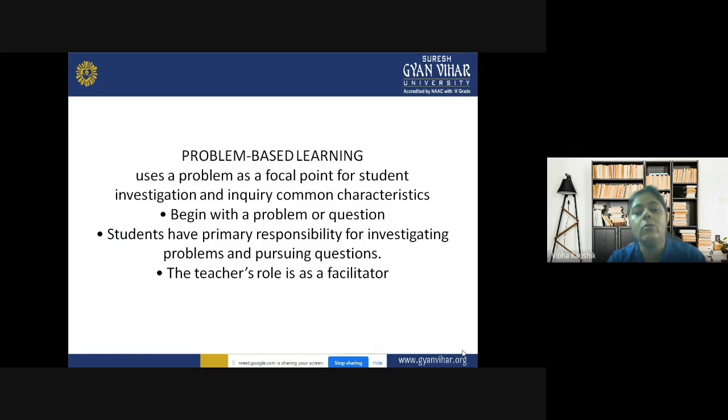The teacher's role is as a facilitator. The teacher will work as a guide, as a facilitator, to get the solutions of that particular problem.